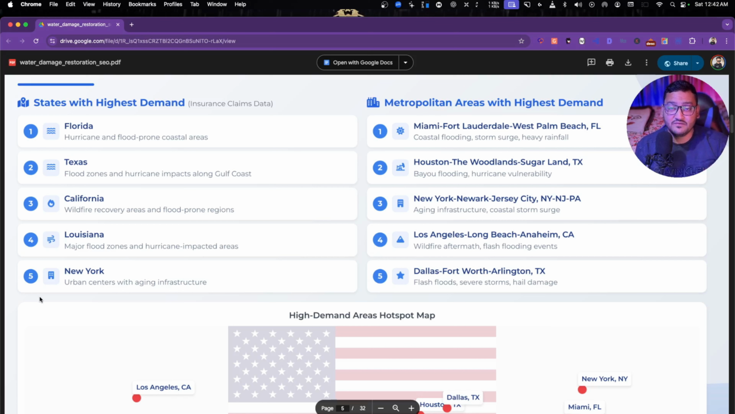You also need to have the data about why these areas have the most demand. Maybe the highest flood zone, wildfire, the aging infrastructure. The reasons could be anything, but our goal is to identify them.